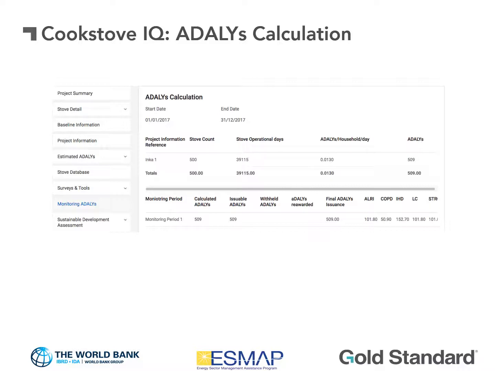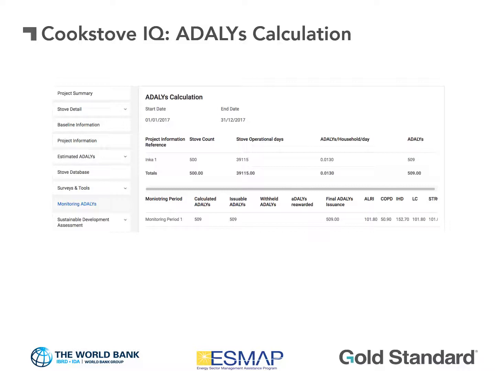Finally, this screen presents the calculated ADALYs for each scenario as per the monitored information and the HAPIT output. So what IQ does is it refers dynamically to the stove database to count the number of stoves and the number of stove operational days between the specified dates of the monitoring period. So in the example on screen, between the 1st of January 2017 and the end of 2017, the database has recorded nearly 40,000 stove operational days.